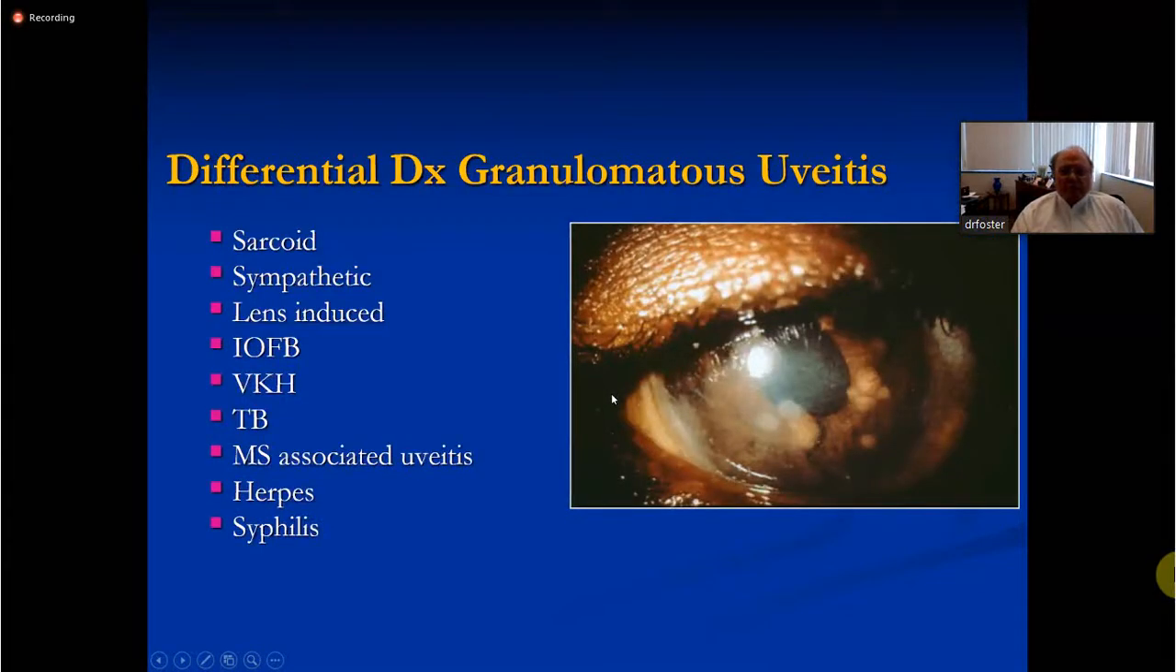The differential of granulomatous uveitis is pretty limited. Sarcoid, and more sarcoid, and these other things listed on this slide are the usual suspects. Herpes and syphilis can produce granulomatous uveitis, although they usually produce non-granulomatous uveitis. This is a case of one of my patients who had leprosy as the cause of his granulomatous uveitis.